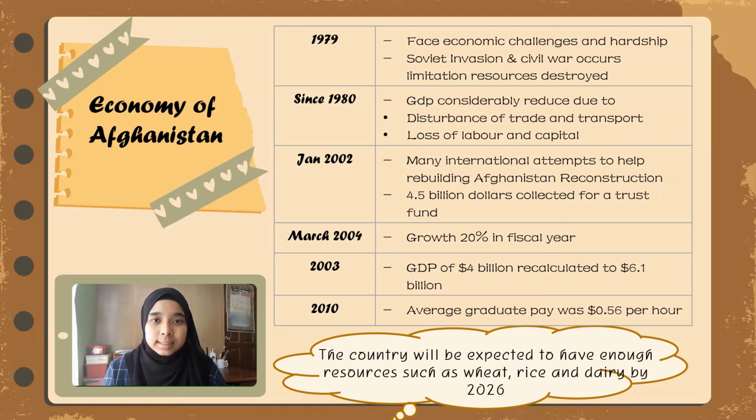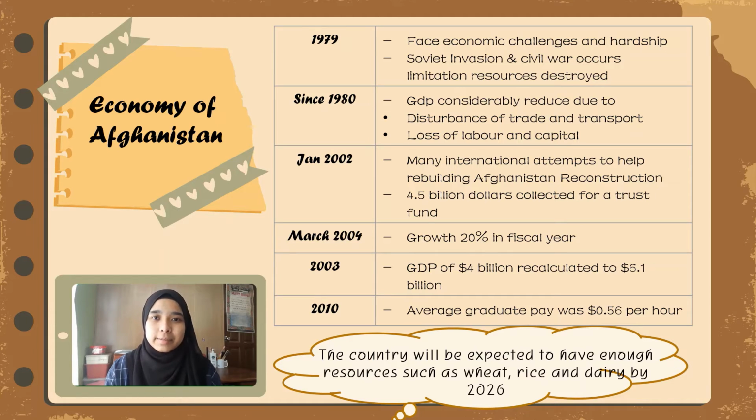Since the 1980s, gross domestic product (GDP) had been considerably reduced due to disturbance of trade and transport, and also loss of labor and capital. In January 2002, at the Tokyo Donors Conference, many international attempts were made to help Afghanistan with reconstruction, with $4.5 billion collected for a trust fund. It was managed by the World Bank. Priority went to education, health, the agriculture sector, and many more.